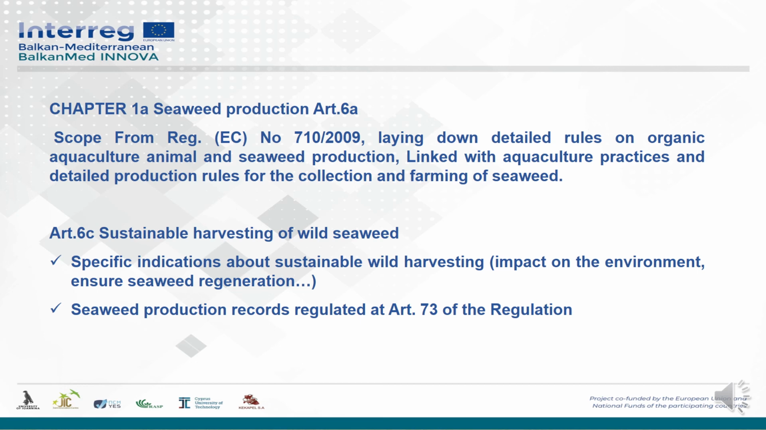Article 6C, Sustainable Harvesting of Wild Seaweed. It shows specific indications about sustainable wild harvesting. So their impact on the environment is considered, in order to ensure seaweed regeneration, so as to not have over-harvesting, like in the case of wild collection of terrestrial plants. Seaweed production records are regulated in Article 73 of this regulation.